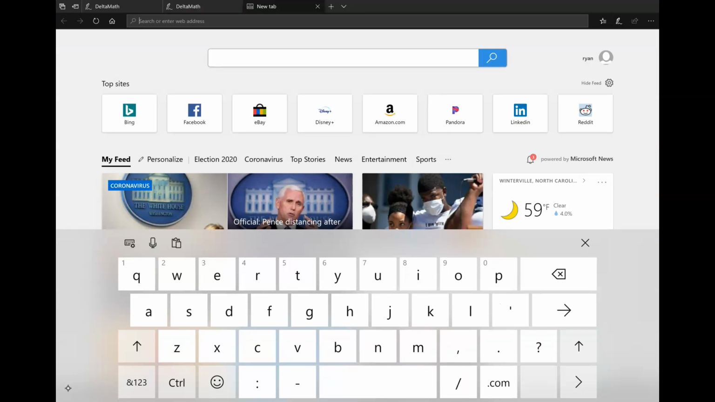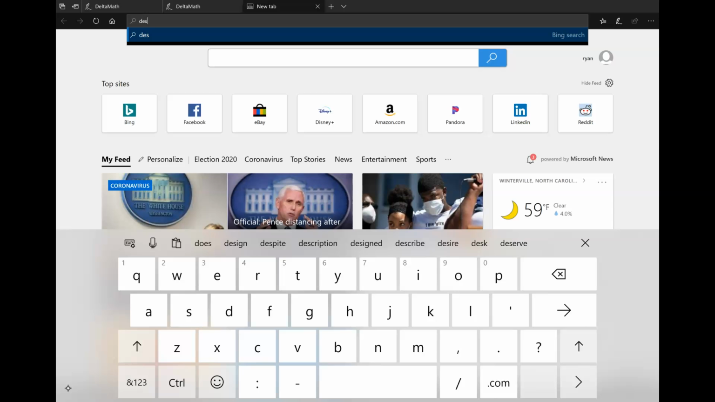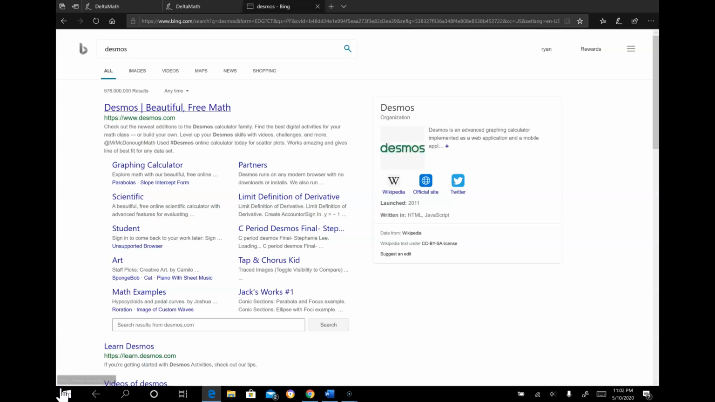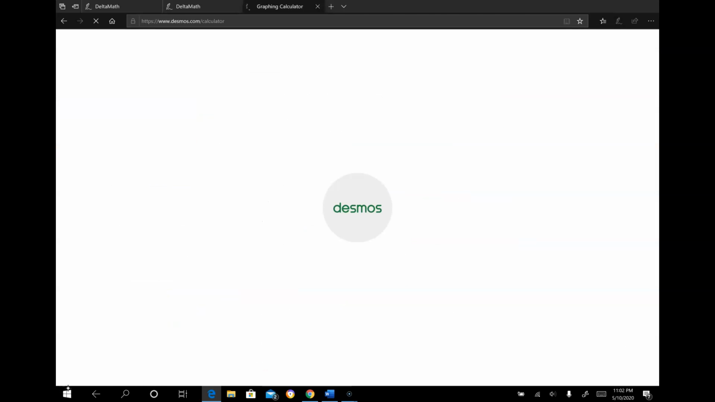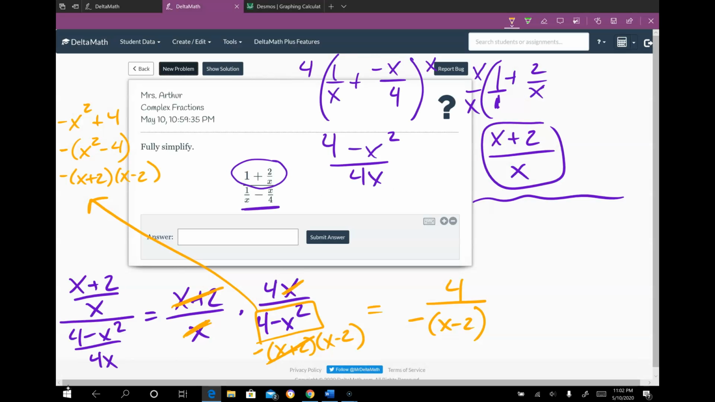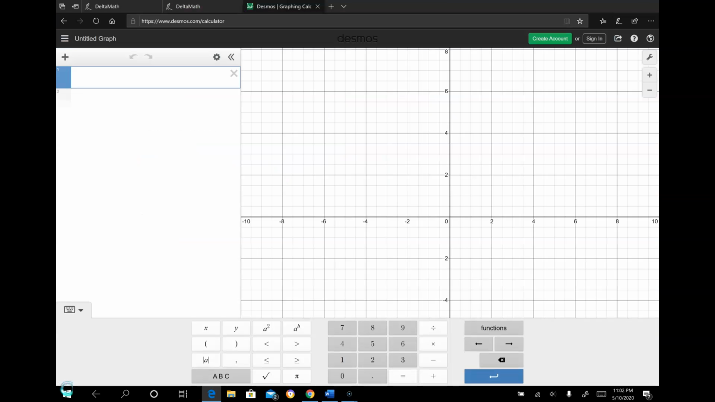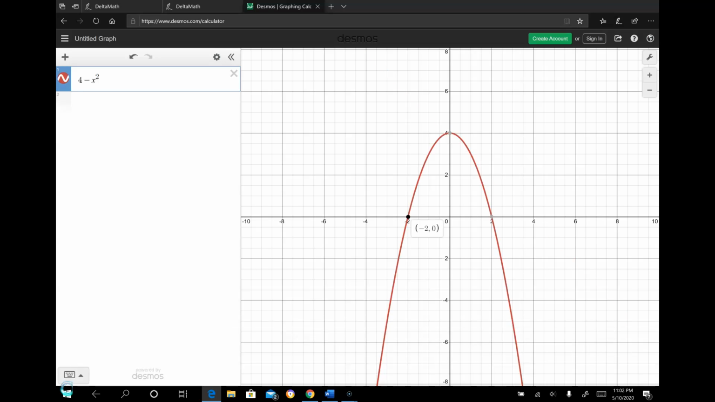If you need to check your squares, if it's got an x squared, check it in Desmos. I had it pulled up on the other browser. So it's 4 minus x squared. It doesn't have to be in standard form. The only thing is you would miss your negative. Okay, but you would have to know.